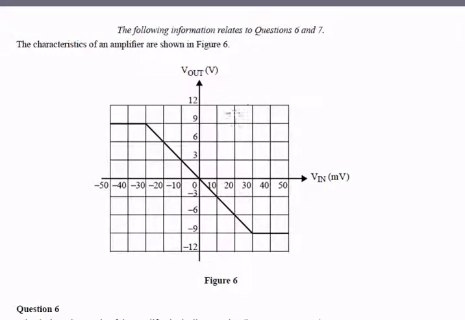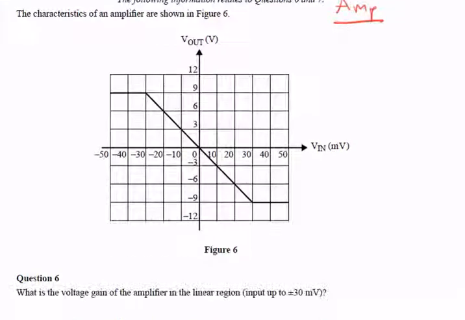Right, these questions are amplifier questions, and this is the characteristic graph of an amplifier. What this graph tells us is that we can choose any points on the lines and say, let's look at this point here. We can say the input was 10 millivolts, and the output, according to this, was minus 3 volts. So it turned 10 millivolts into minus 3 volts.